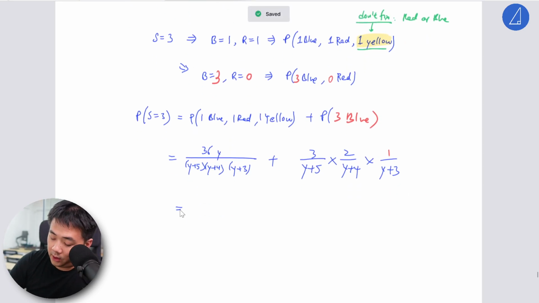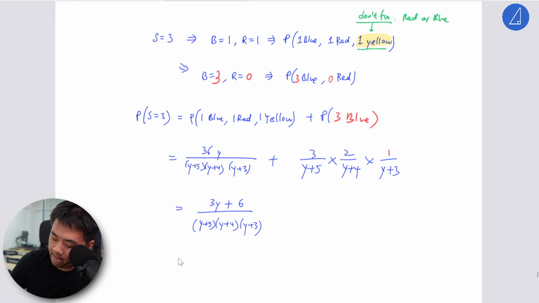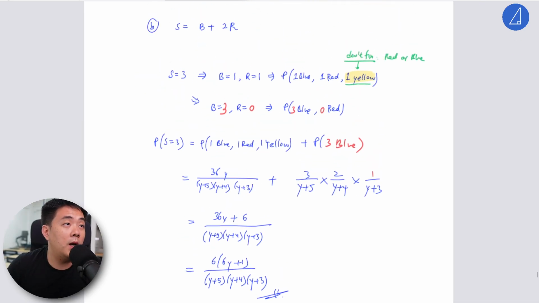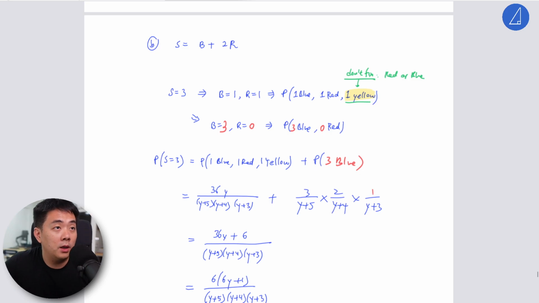So once you're done already, this will be 36y plus 6 over y plus 5, y plus 4, y plus 3. Factorize the y out, y plus 2. Good answer, that's it. So 3 blue, 0 red. And also y 0. So you need to dictate, but in this case, if you got 3 blue, the rest will be 0, so you don't have to worry.